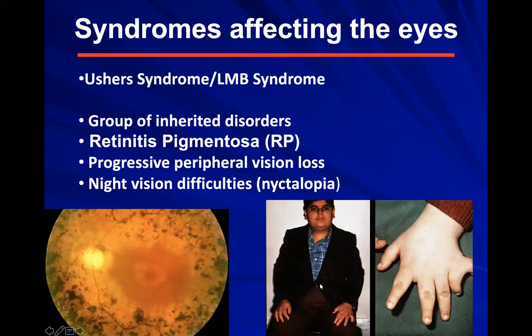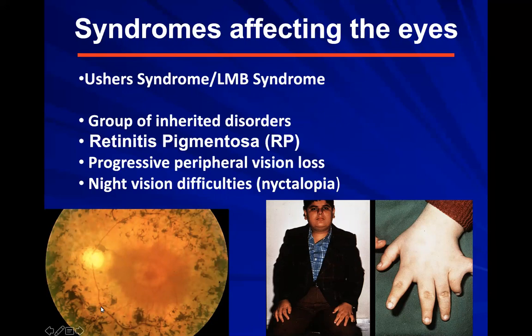These patients are obese. They have extra digits in their hands. That's a group of inherited disorders. They have what we refer to as retinitis pigmentosa. You can see it very nicely in this retinal image, showing the bone corpuscles, showing the pale disc, showing the attenuated vessels.